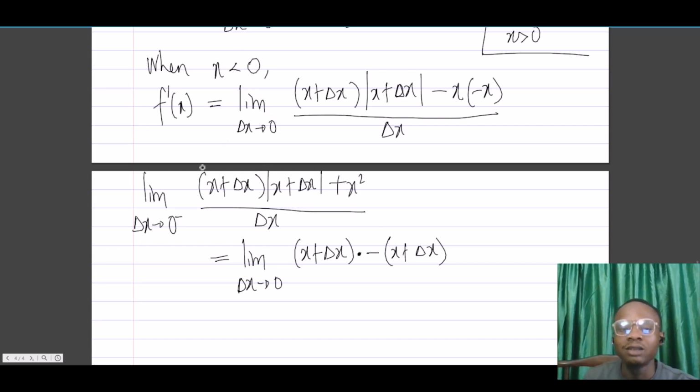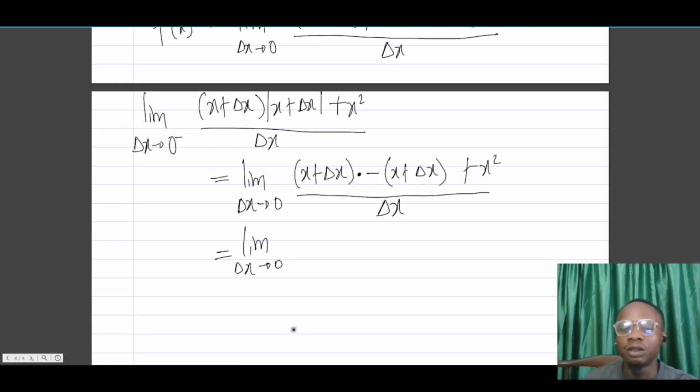When x is less than 0 and delta x is approaching 0, the two expressions here are negative. And when we have a negative expression here, then the modulus of this will be minus of x plus delta x, then plus x squared, divided by delta x. So we can now expand this that we have here. This is going to be equal to the limit as delta x approaches 0 of this expression.